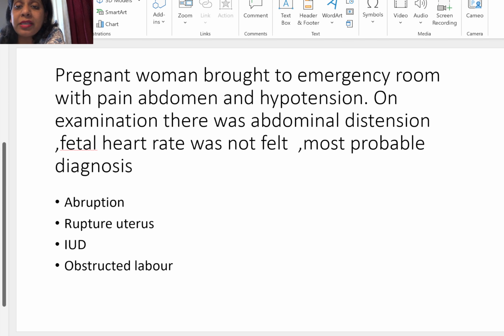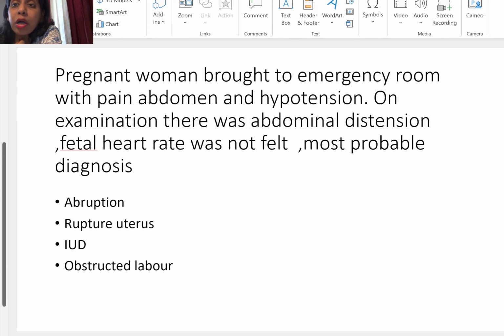Okay, now let us see why it is not rupture uterus. It is not rupture uterus because in rupture uterus there are other signs like superficial fetal parts are palpable. There is fluid in the abdomen.